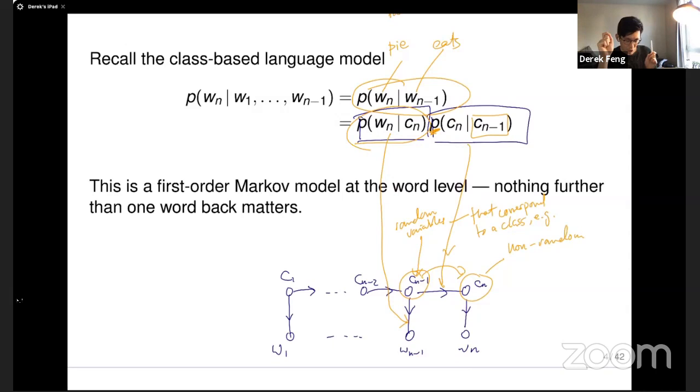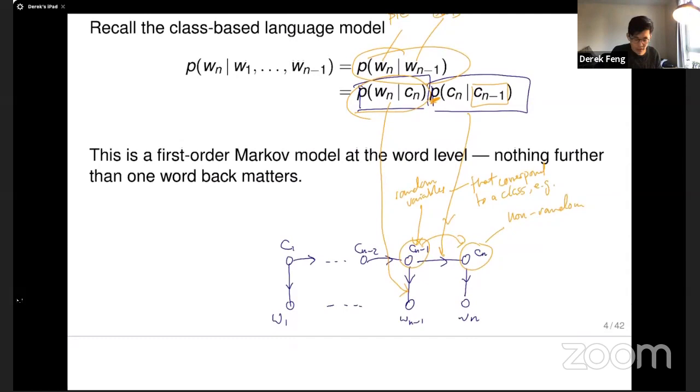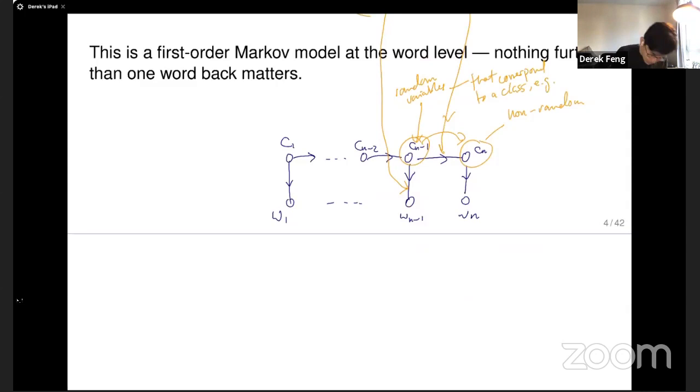In this class-based language model, the C's are not random because you basically know the C's from the W's. The way you do the class-based language model is you fix the classification of your words. Suppose I've already fitted my class-based language model and the clustering of the words. Now my CN is just a function of my WN. If I wanted to convert it into a hidden Markov model, where every variable is a random variable, one way you could do this is to say I'm going to draw CN from a multinomial with some parameter theta corresponding to a class.